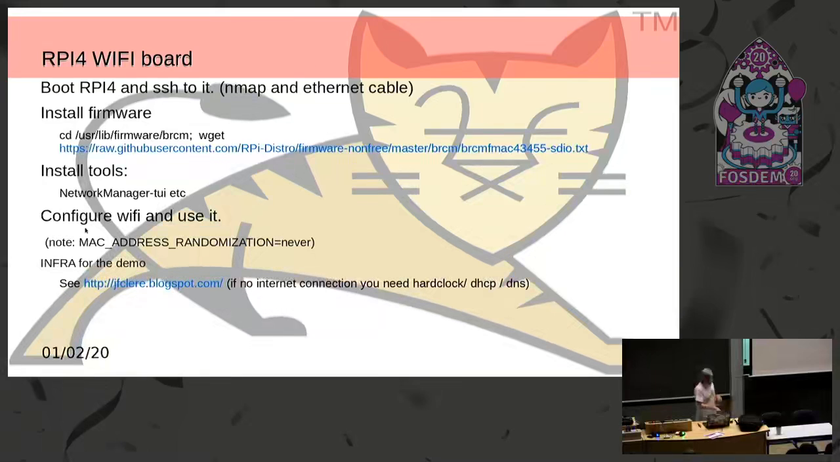So I'm going to get the configuration for the Raspberry 4. I'm then going to install some tools, and then I'm going to configure the Wi-Fi. Fedora 31 has a funny kernel feature, which is MAC address randomization. So there I have to edit the file and say never, because otherwise I have some problem finding my Raspberry.